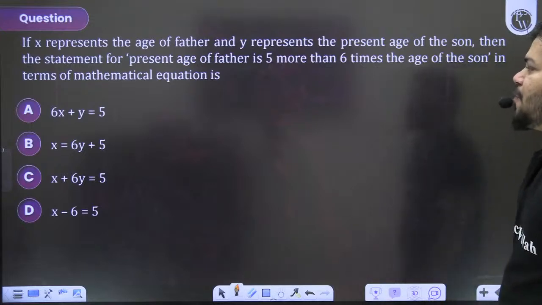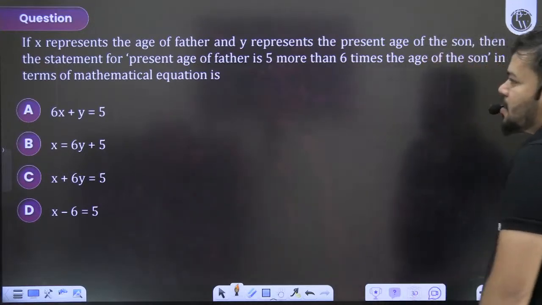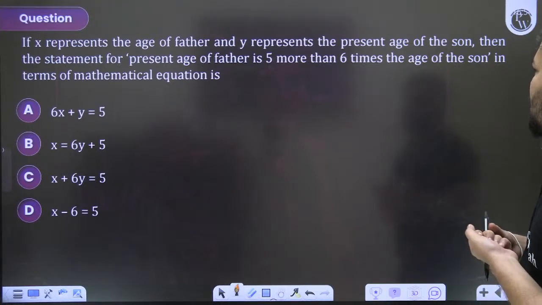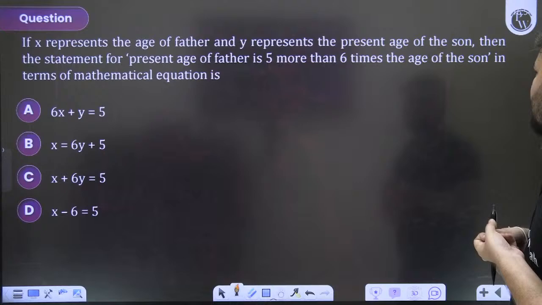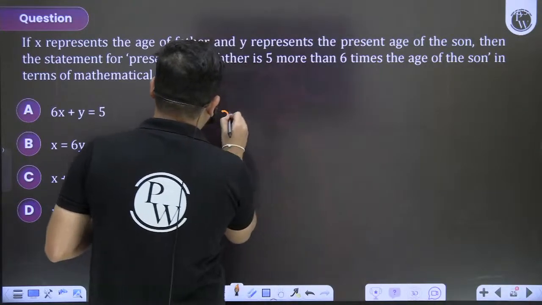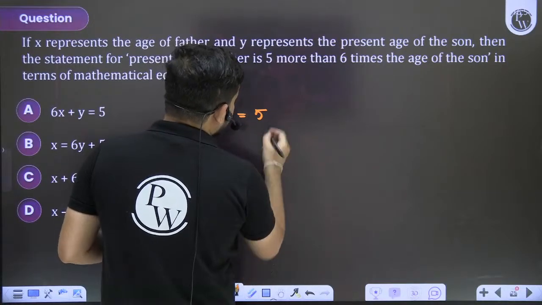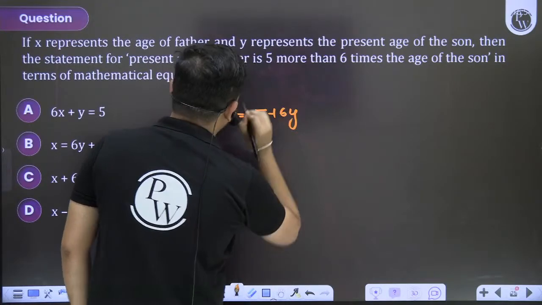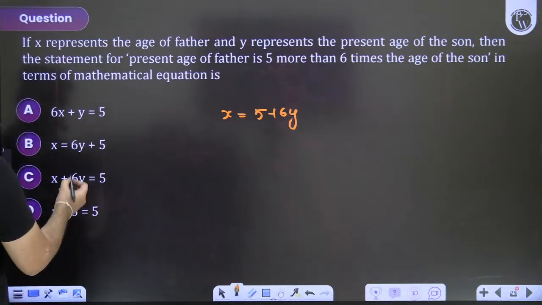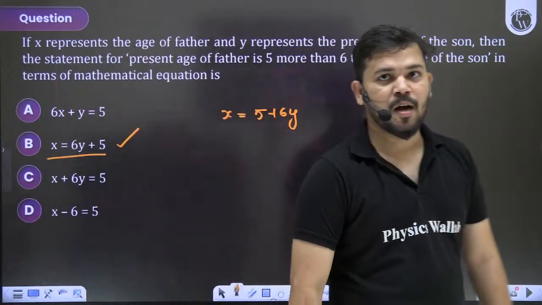Next one. If x represents the age of the father and y represents the age of the son, then the statement: the present age of the father is 5 more than 6 times the age of the son. So you can see the present age of the father, which is x, is 5 more than 6 times the present age of the son. So this is your equation. Which option is the correct answer? Option B will be the correct answer. Very good, Sarika.